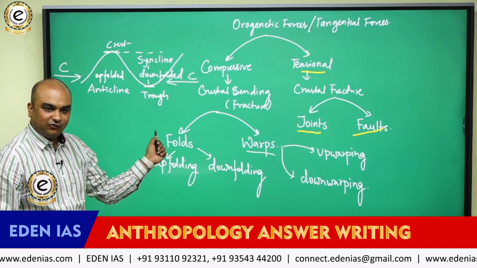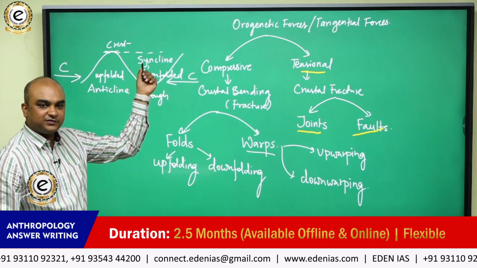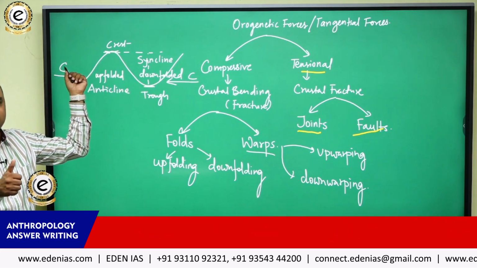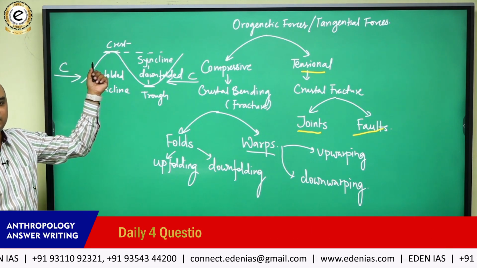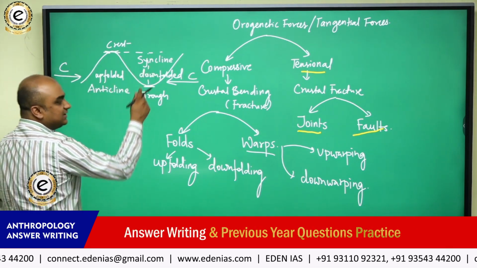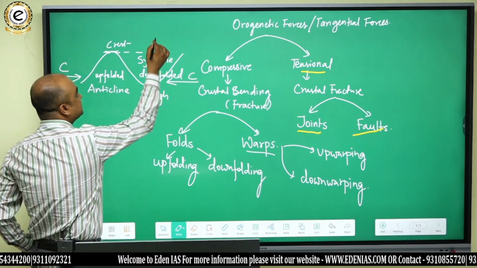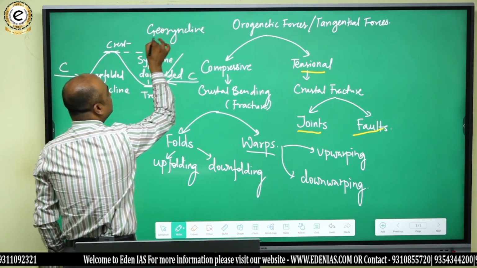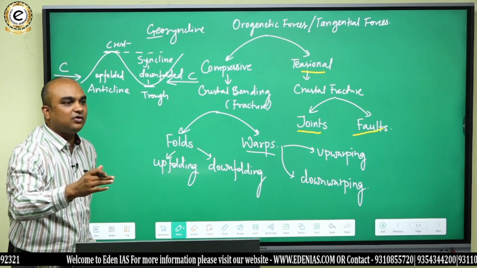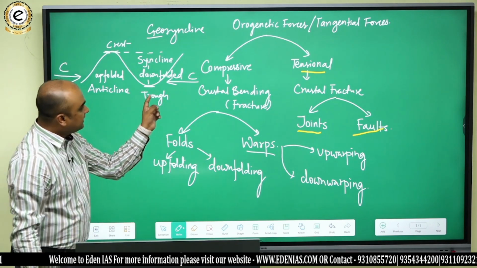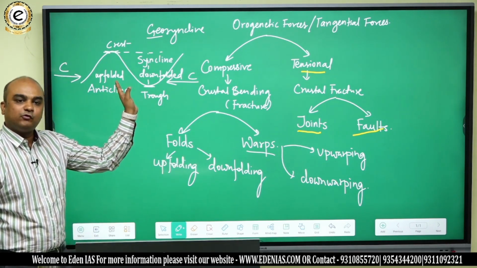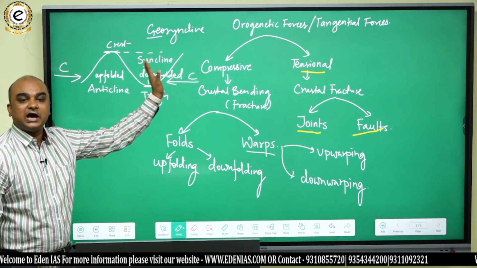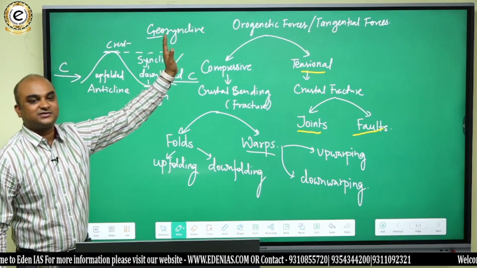When we say fold, it means it's a wave-like feature which is caused by compressive stress. It has an upfolded part which is known as anticline, a downfolded part which is known as syncline. When there is a syncline which is at huge geographical scale, it is known as geosyncline. You know, the word geo means earth, syncline spread over the earth's surface. Now, what is warping? Warping is nothing but folding at a very large geographical scale. Geosyncline is at large geographical scale. Warping is very large geographical scale.